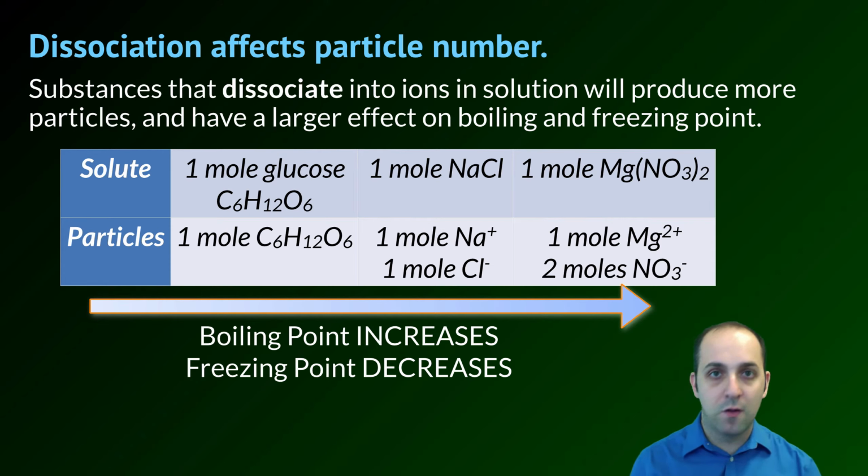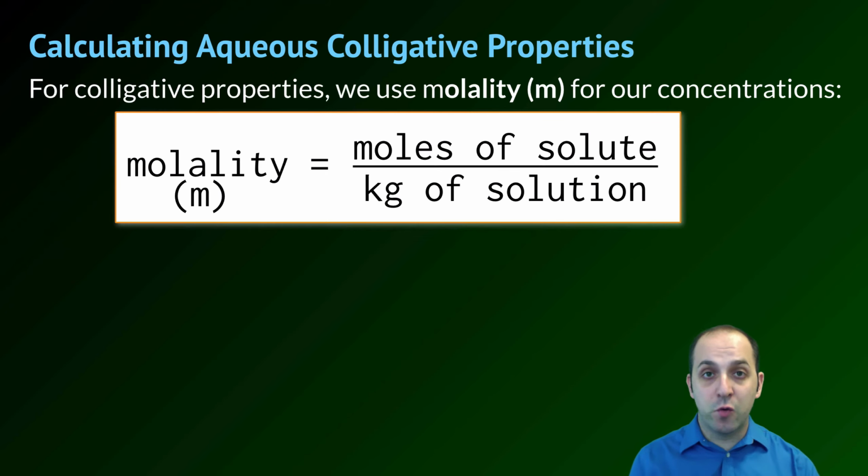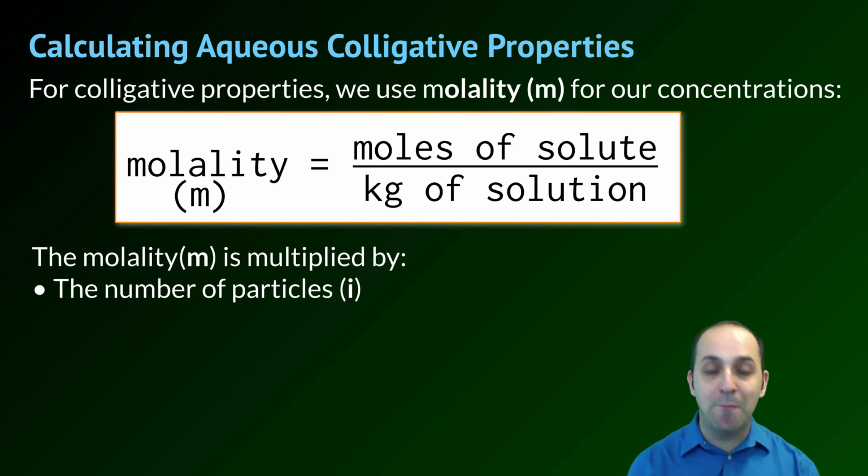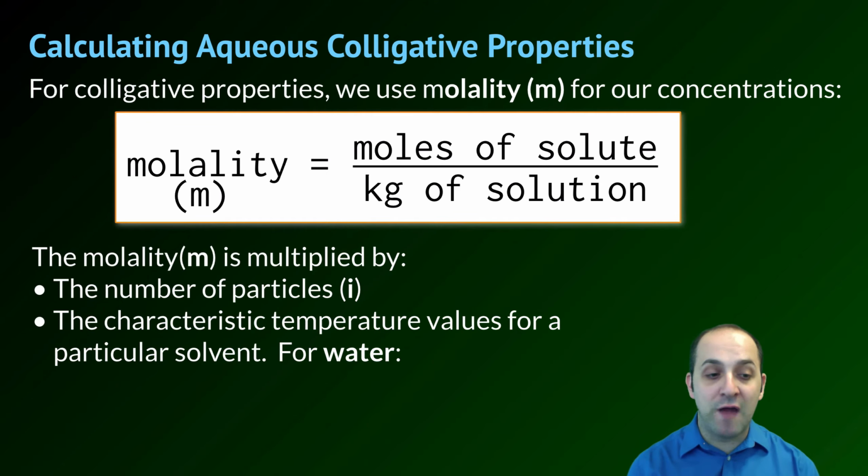The only other thing that you need to be able to do with respect to colligative properties is to determine the boiling point elevation and the freezing point depression. For colligative properties, the most useful concentration measurement to use is molality. As a reminder, molality is defined as moles of solute per kilogram of solution. Once we know the molality of the solution, we're going to multiply that by the number of particles, which is represented as i, and the characteristic temperature values for a particular solvent, and really we're only interested in water.